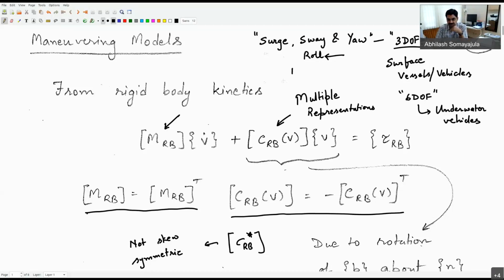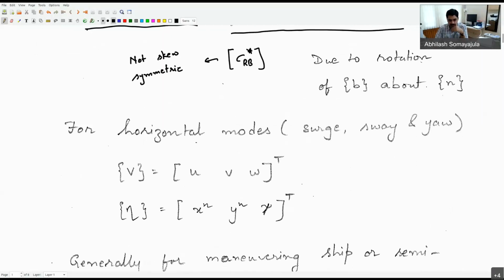But when it comes to surface vessels, the roll, pitch, and heave are generally relatively smaller compared to the magnitude of the motions you observe in surge, sway, and yaw. Therefore, we can get away with a so-called 3 degree of freedom model when we are looking at surface vehicles. So let's try to understand what happens in a 3 degree of freedom model.